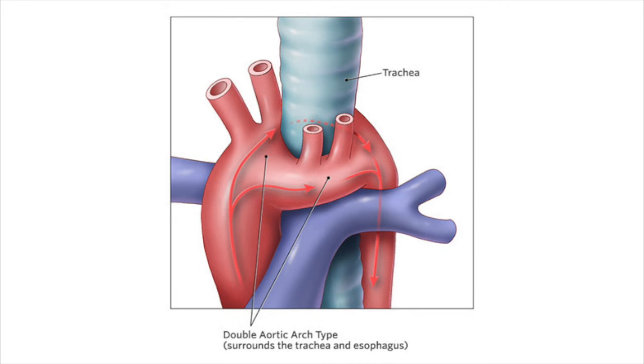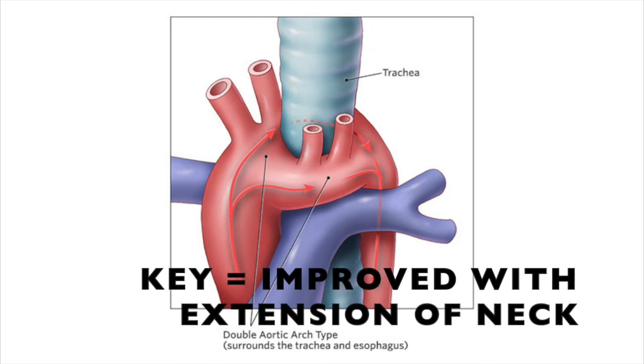Whereas a vascular ring, this is caused by an anomaly of the aortic arch where it basically chokes off the trachea and makes a ring around it. And this kid has inspiratory and expiratory stridor, and then this improves with extension of the neck.